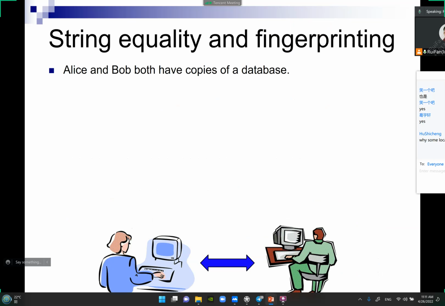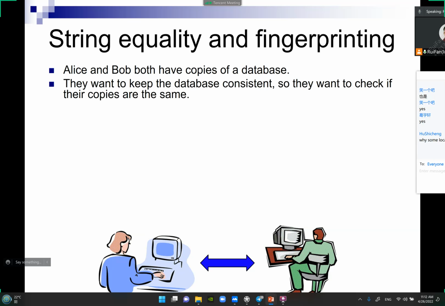The setup for this problem is that suppose you have two people, let's call them Alice and Bob, and suppose they both have copies of a database. We're going to represent the database as simply a bit string. So Alice and Bob both have a bit string, and all they want to do is check whether their bit strings are equal to each other. In other words, whether their databases are consistent with each other.